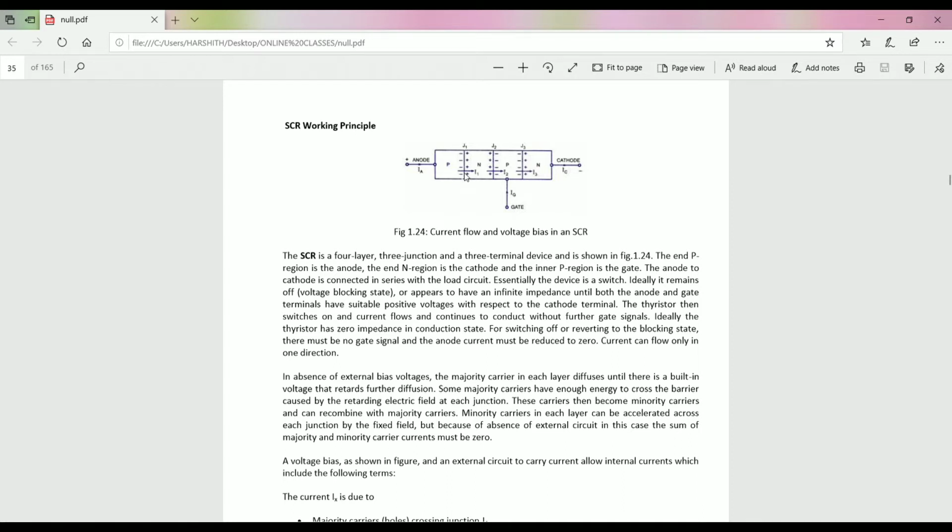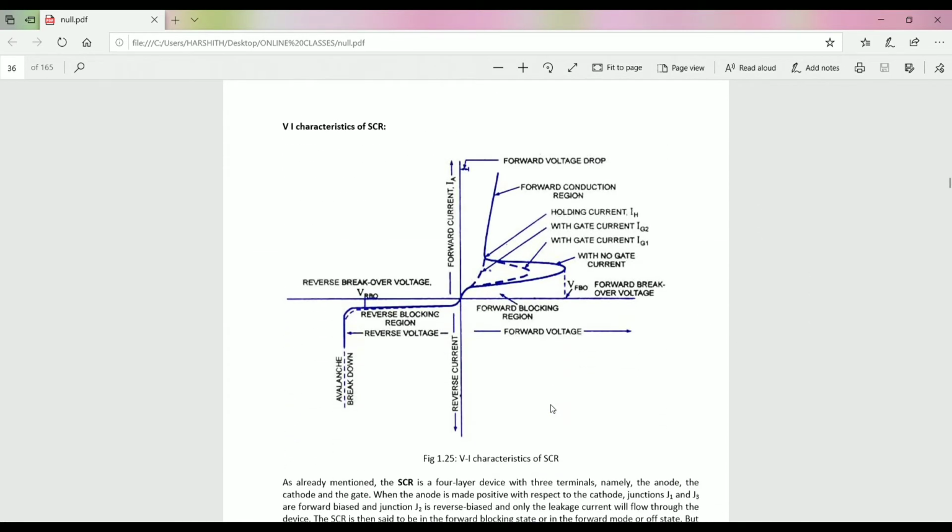Thus, if a bias voltage is applied to the gate, the value of the forward voltage Vf required to turn on the SCR decreases. Hence, the gate control is a more convenient and useful method to turn on the SCR. Okay, and characteristics of the SCR. This is the operation of the SCR. This is the VI characteristics of the SCR.